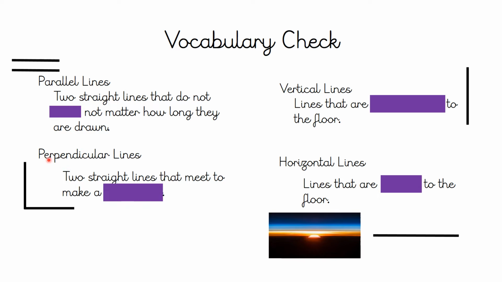Now let's say the definition for perpendicular lines. These are 2 straight lines that meet to make a right angle. Yesterday we learnt vertical lines. Let's say the definition together. These are lines that are perpendicular to the floor. And finally, we know horizontal lines. Can you say the definition with me? These are lines that are parallel to the floor. Great job, Year 3.